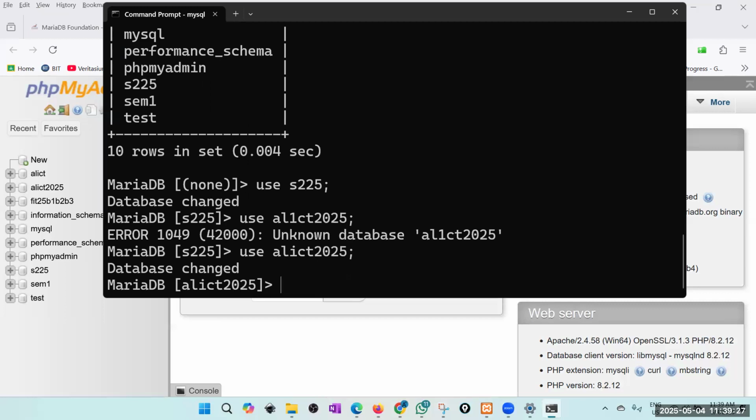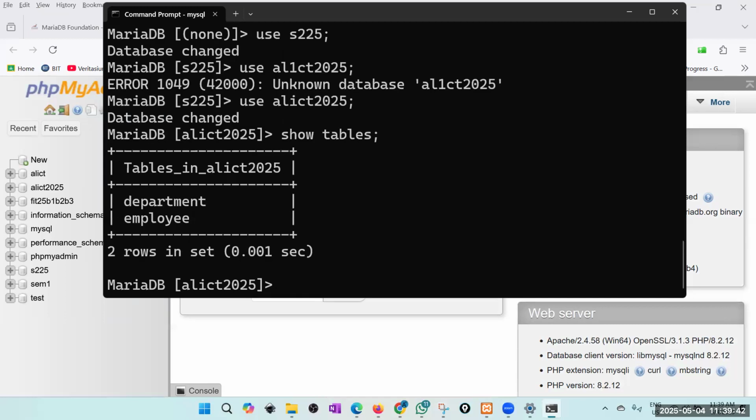Now, if you want to see what the tables in your database are, now that I have connected to the A-level ICT 2025 database, you can type show tables, just like English, show tables. It shows what the available tables are. In my case, there are two tables called employee and department. So these are all MySQL commands.